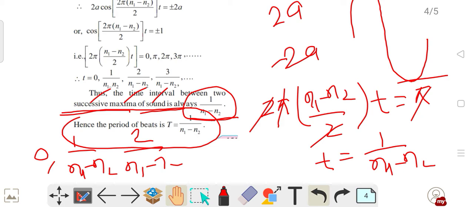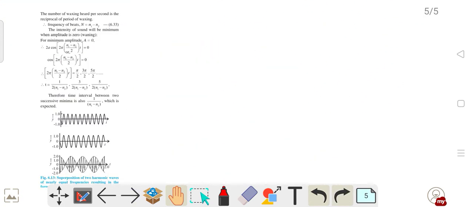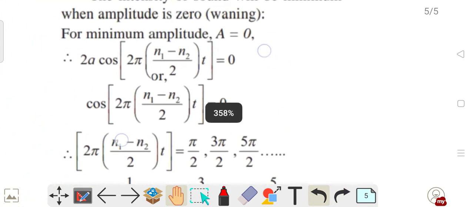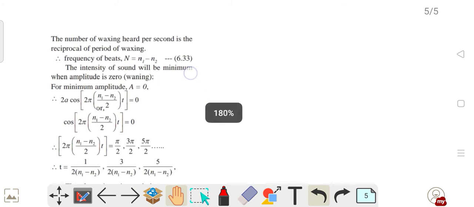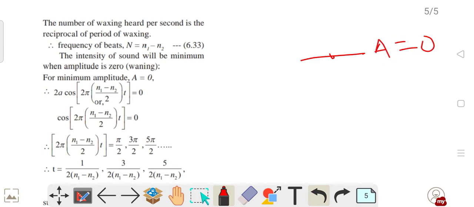So this was for maxima. Similarly we will have for minima also. Let us see that. So for minima what happens? I have told you that for minima means that will be a node. That means amplitude at that point will be 0. We have seen it in a stationary wave.